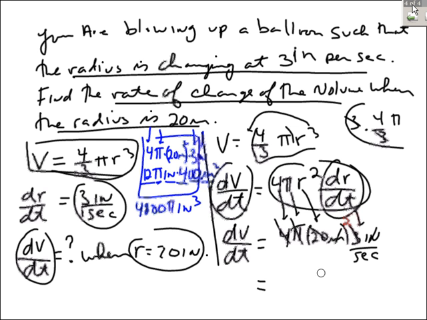And the denominator is seconds. So the final answer is it will increase at the rate of 4,800 pi cubic inches, inch cubed, over second. Every second, the volume will increase by 4,800 pi cubic inches. Volume is in cubic units.